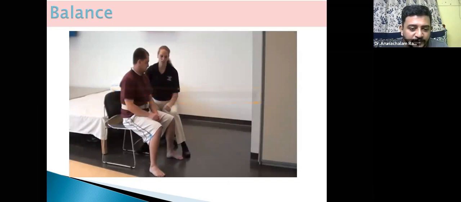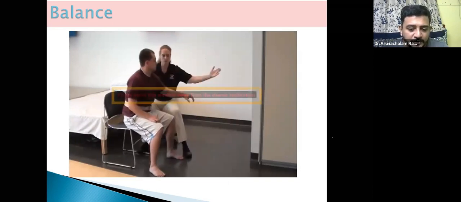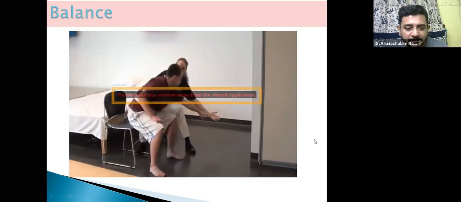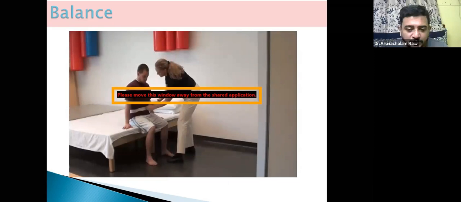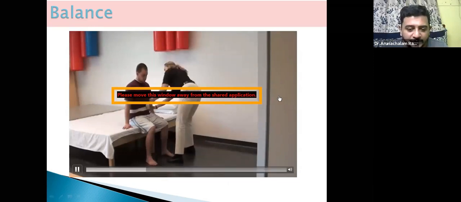Give him reaching with the normal hand and then give him reaching with the extended hand. So all these things are tests for assessing the stability. So in case of falls, you can use a belt. So that belt can help you in holding whenever the patient is falling.